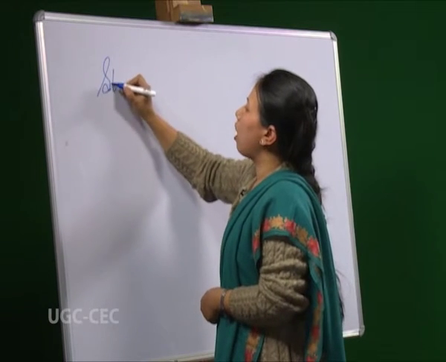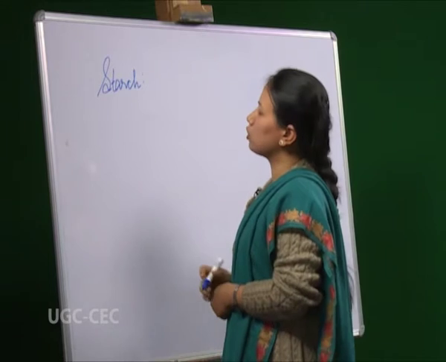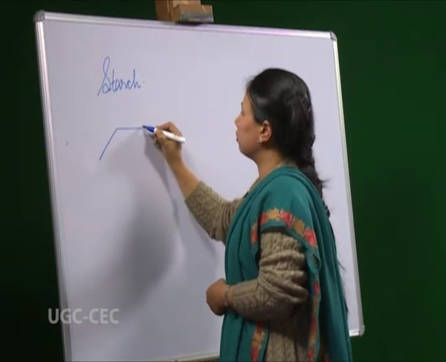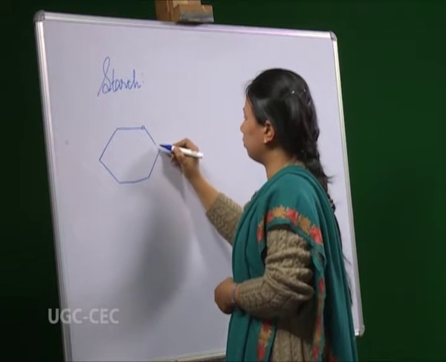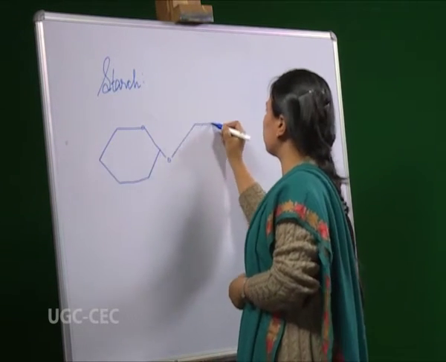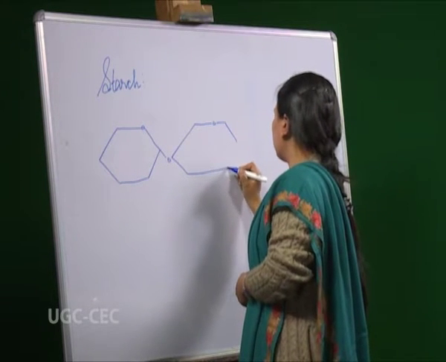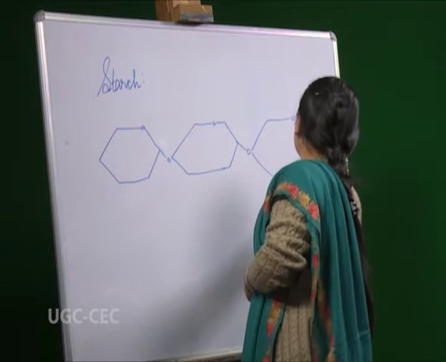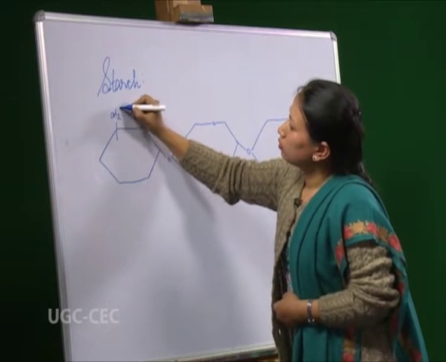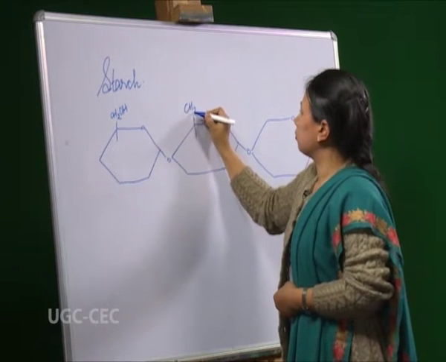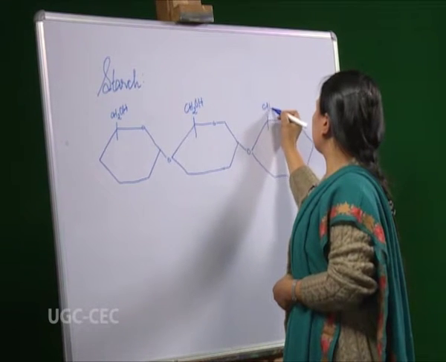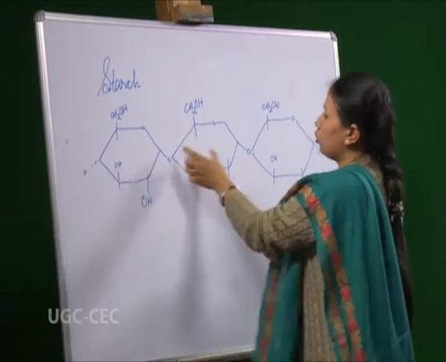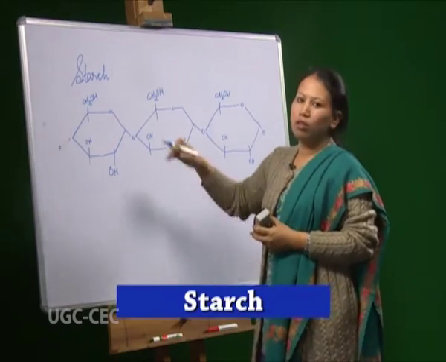We'll see the structure of starch. Starch is formed by linking together many units of glucose. This is one unit of glucose. It links with another unit of glucose. Many units of glucose are linked together to form a complex structure called starch.